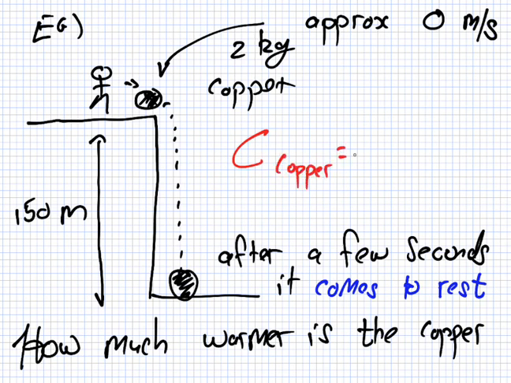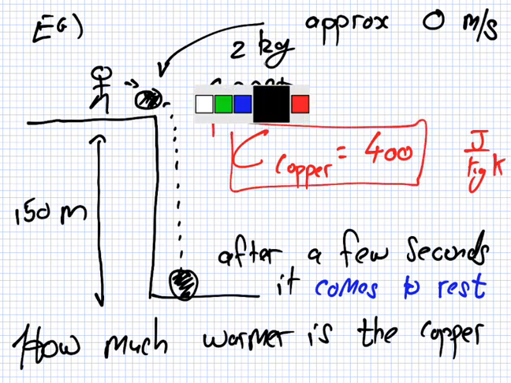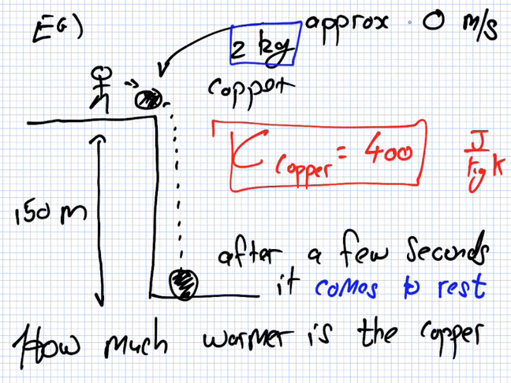So do we think this is bigger or smaller than water? Is it a bigger or smaller number? Smaller. It's smaller because it needs less energy to get hotter. Is it much smaller? Yes, it's about 10 times smaller. It's 400 joules per kilogram Kelvin. So using this number here, and then here's the mass, here's the kinetic energy at the start, here's the distance. There's enough information there so that you can tell me how much hotter this piece of copper is.